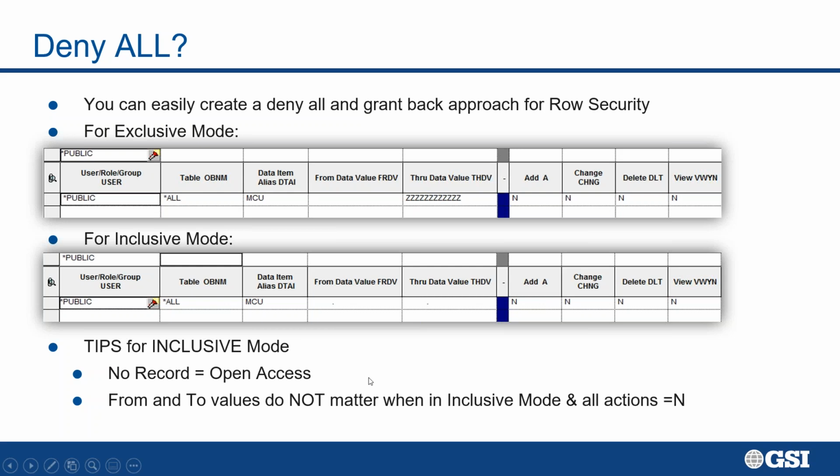And then if there's no record at all, again, it assumes open access. So if there's not a star public record denying anything, if there's not a user record for the user, if there's not a role that has any row security records in it, then the user is effectively operating in an open row security system.